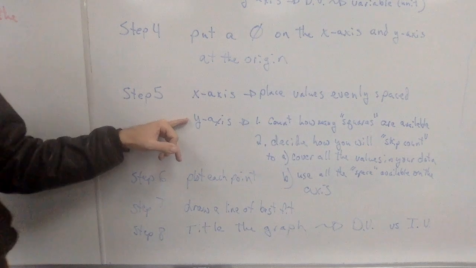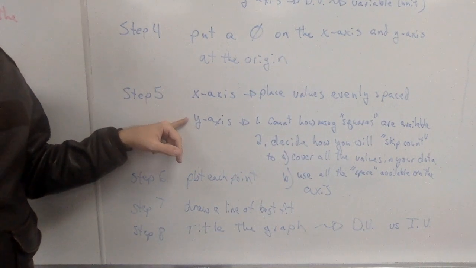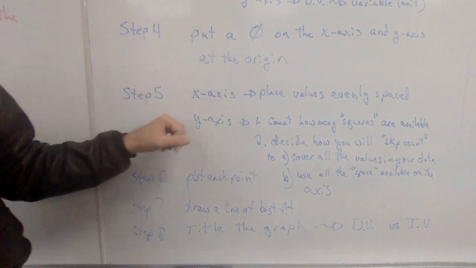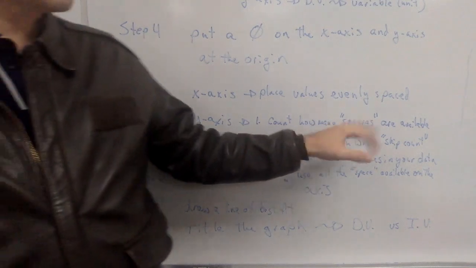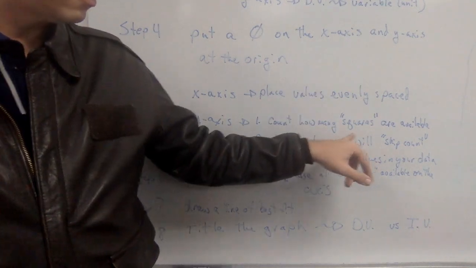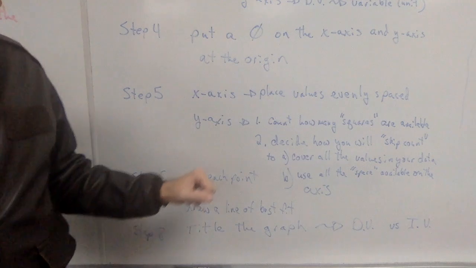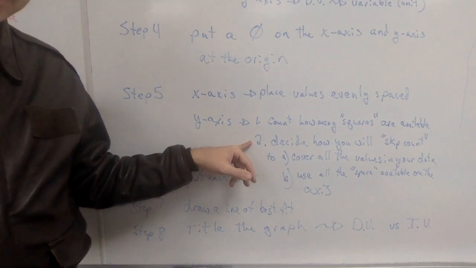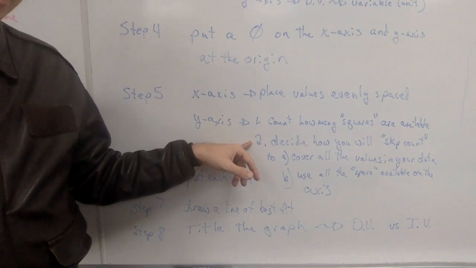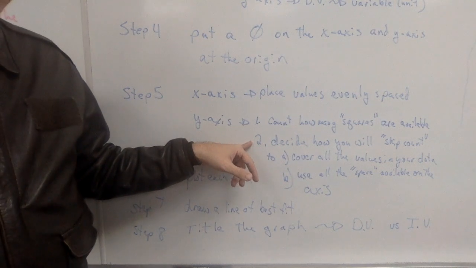Okay. So the y-axis is a little more difficult because it's a measured thing. We can't guarantee that it's going to be evenly spaced. So the first thing we need to do is count how many squares, if we're on graph paper, or figure out the space available. And then we're going to decide how we're going to skip count. Are we going to go 2, 4, 6, 8, 10? Are we going to go 5, 10, 15, 20?